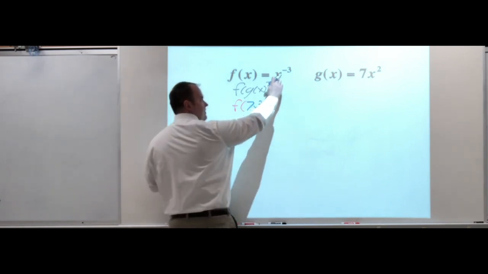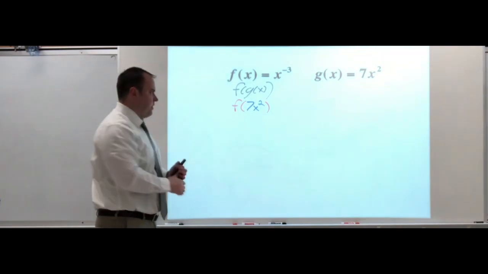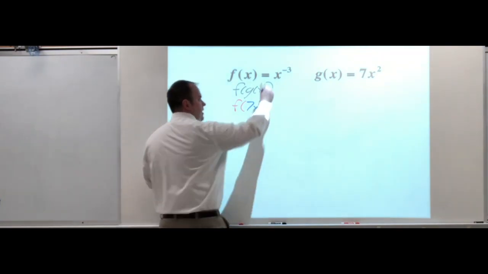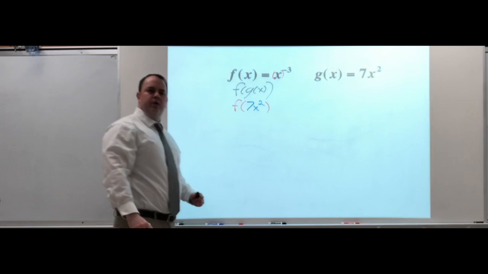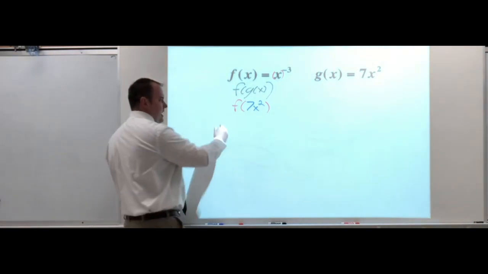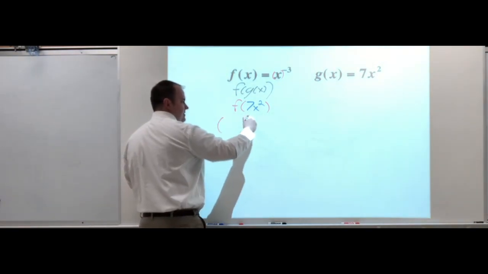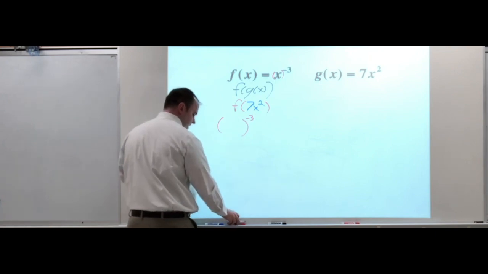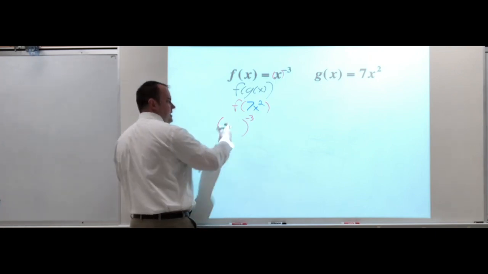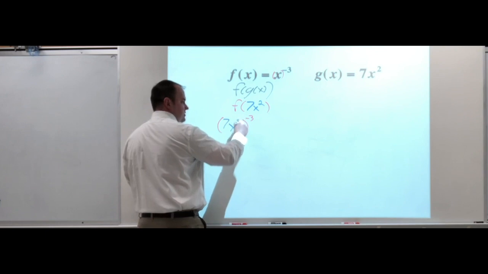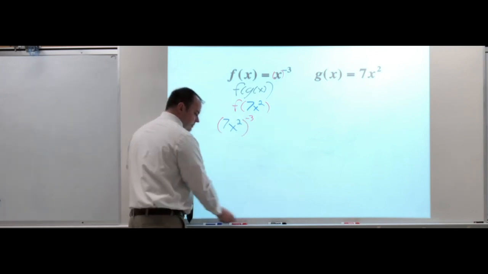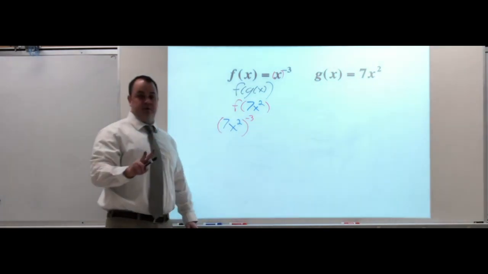So let's look at our f. There's our f. It's x to the negative 3. So if I'm putting parentheses around there, the negative 3 is the only thing that's outside there. So I have parentheses, negative 3, and on the inside, 7x squared. Now, I'm going to allow you to give me two different answers for this.